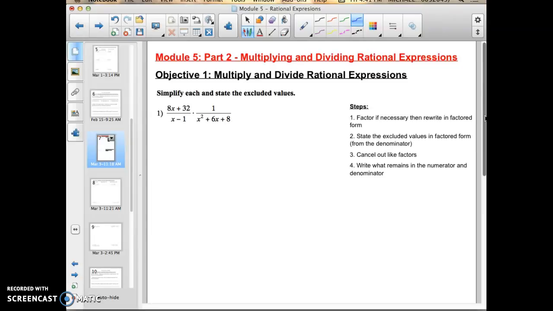So I'm going to model this process step by step, and I have listed the steps over here. So please follow along and write down the notes exactly like I do this, because I need to see this in your work as you're doing this independently.